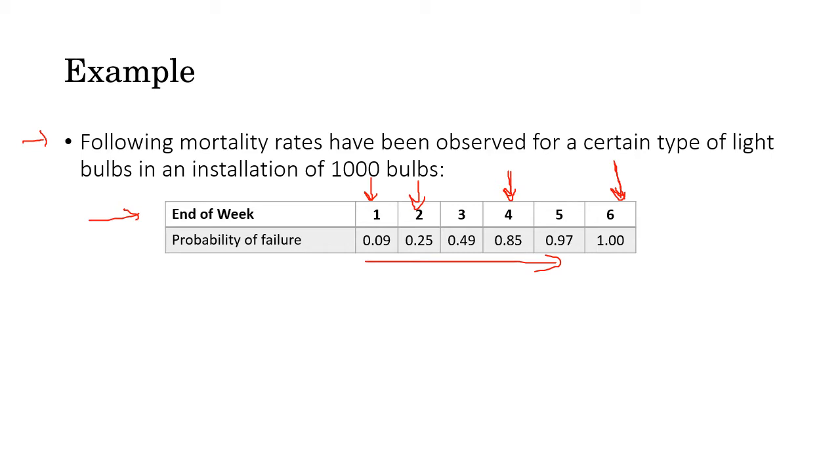Using this data, we can also find out how many bulbs are likely to fail between week 1 and week 2 by simply subtracting 0.09 from 0.25, which will be 0.16. So 16% of the bulbs, 16% of 1000 bulbs are likely to fail between week 1 and week 2. Similarly, between week 2 and week 3, 24% of 1000 bulbs are likely to fail, and you can do similar calculations between week 3 and week 4, between week 4 and week 5, and week 5 and week 6.